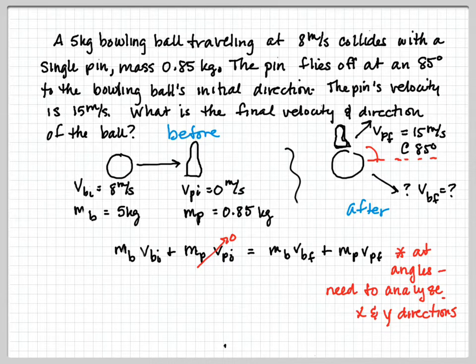So to set all this up, you set up your before situation and your after situation, collect all your information. And beforehand, we have the ball moving at 8 meters per second, and the pin is standing still, so 0 meters per second. And then afterwards, you can see that the pin is headed off at 15 meters per second at an angle of 85 degrees from the direction the ball was moving in the initial position. So I've drawn that for you. And then the ball, we're going to imagine it's heading off in the opposite direction. That makes sense mentally, at some angle.